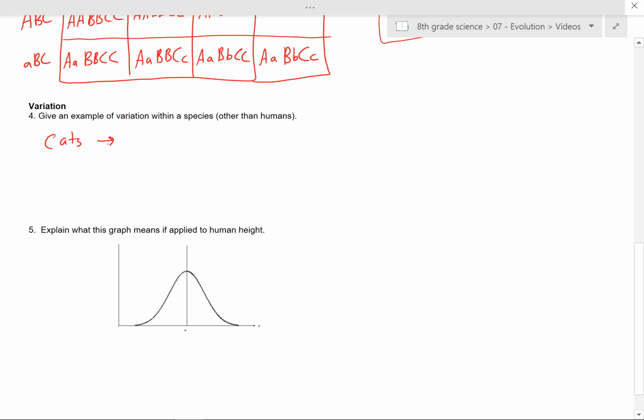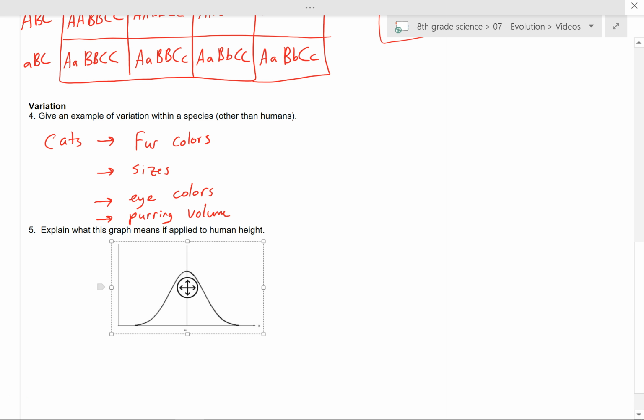So variations that we could talk about with cats. They have different fur colors. They have different sizes. Eye colors. Let's see, I have 2 cats. One of them purrs really loudly. One's a quiet purr. So purring volume, there's probably some genetic component to that. So just any difference between members of the same species there.